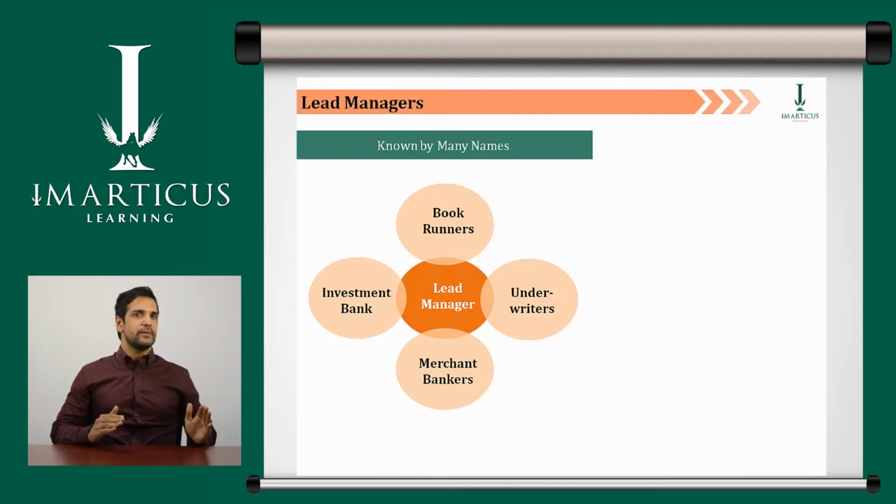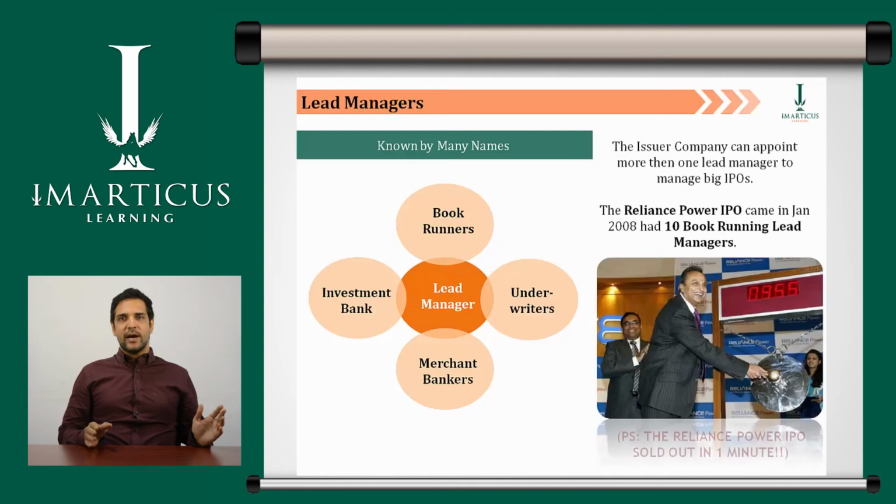The issuer company can appoint more than one lead manager to manage big IPOs. For example, the Reliance Power IPO, which came in January 2008, had 10 book running lead managers.